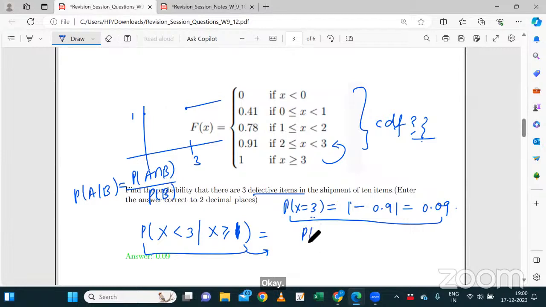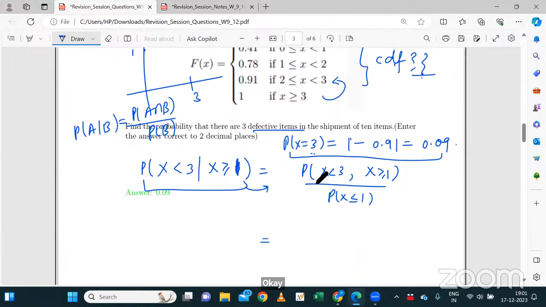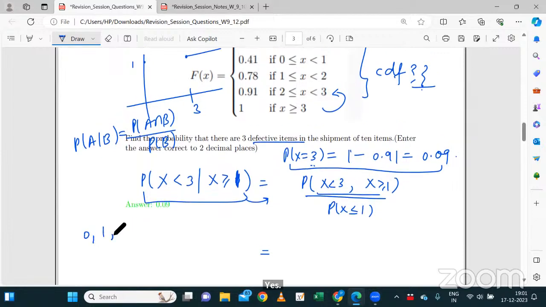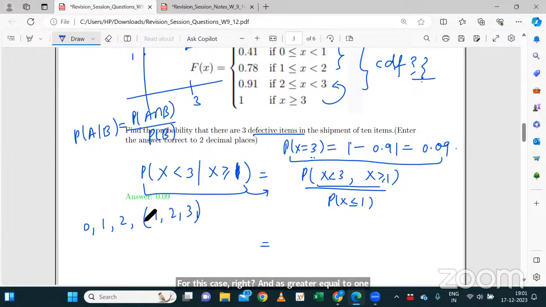So it will be probability of x less than 3 and x greater or equal to 1, divided by probability of x greater or equal to 1, right? How will you proceed in such kind of questions? That's my concern. If you see, what is common in this case? x less than 3 means it will take values 0, 1 and 2, and x greater or equal to 1 means it will take values 1, 2, 3.